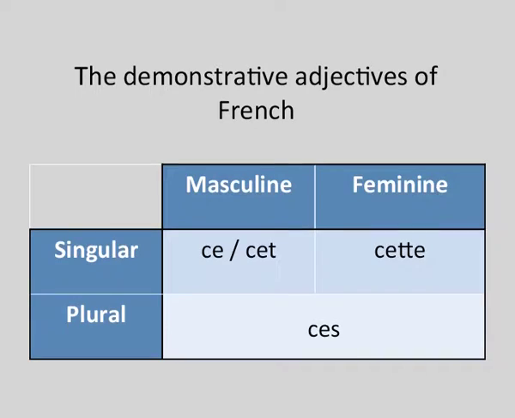So these are the 4 demonstrative adjectives of the French language. Ce, cet, cette, ces. As you can see, there are 3 singular forms, ce, cet and cette, and one plural form, ces. Cet is simply a variation of ce.